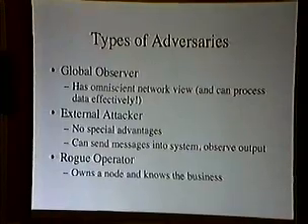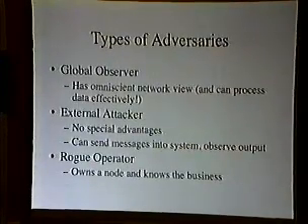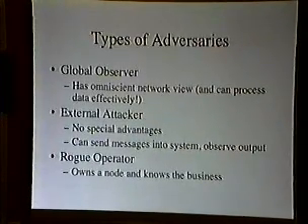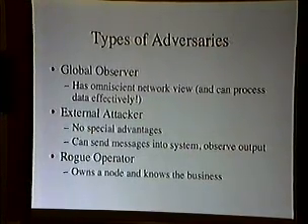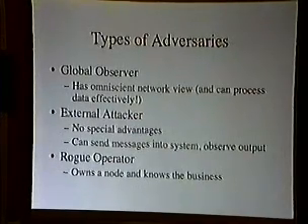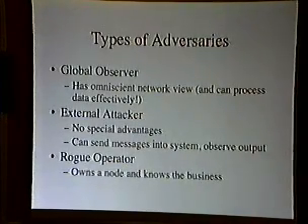Then there's the external attacker, who doesn't have any particularly special advantages, but can send messages into the system, possibly delay messages going into the system, and observe what comes out of the system. And then we have the rogue operator. This is somebody who runs a node or series of nodes and knows everything that an operator knows, is privy to all of the information that a node would see that the external world wouldn't. And we'll talk about some blending of these possible adversary models here too.